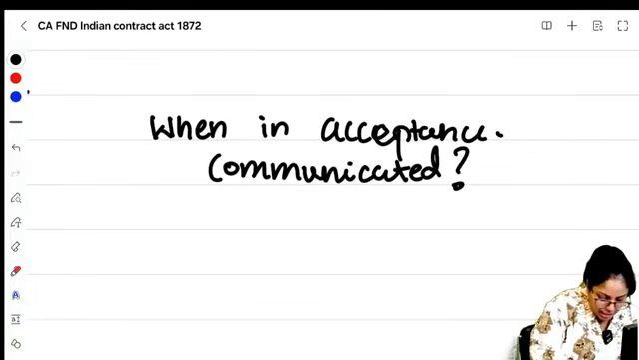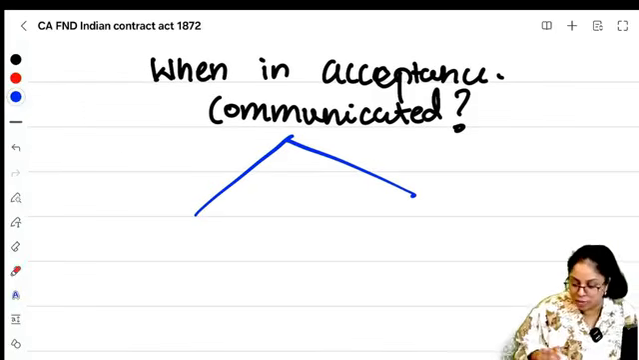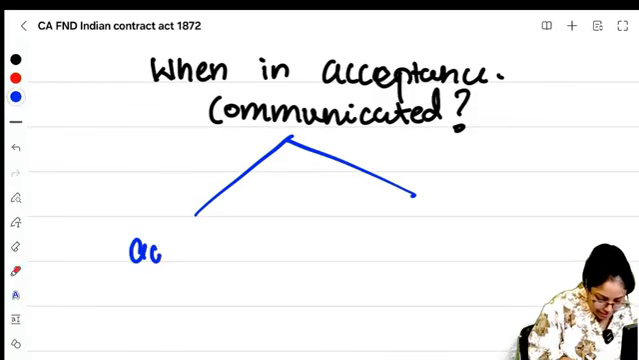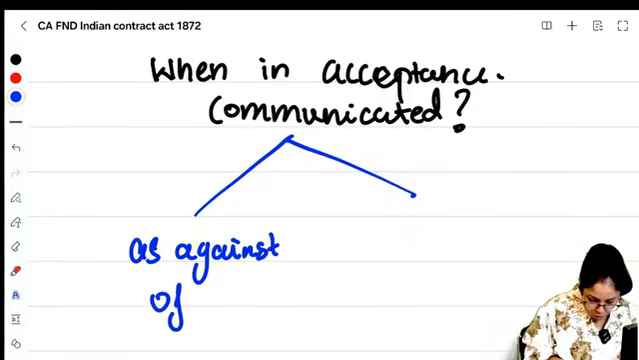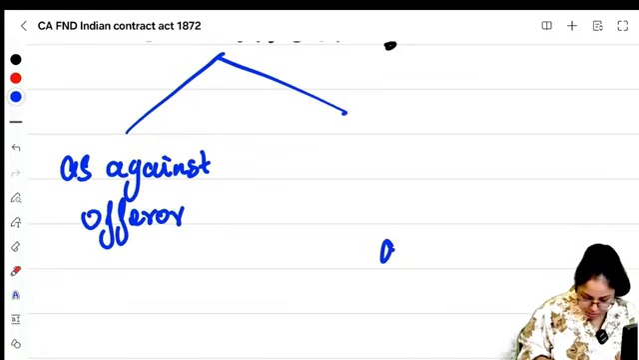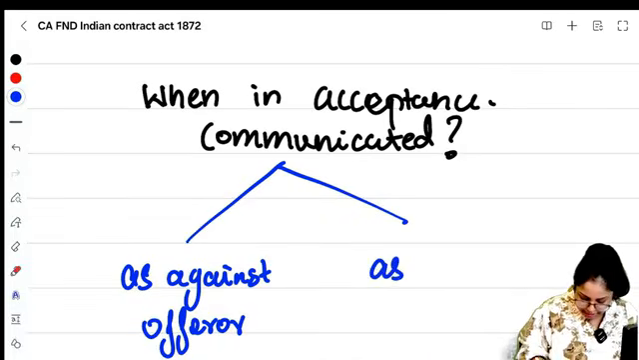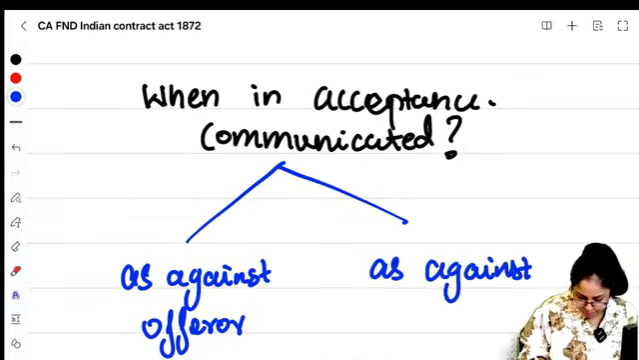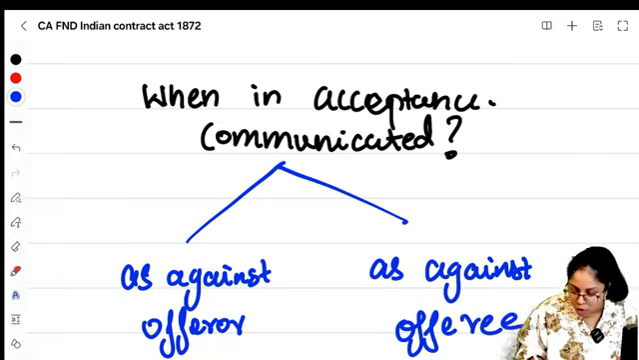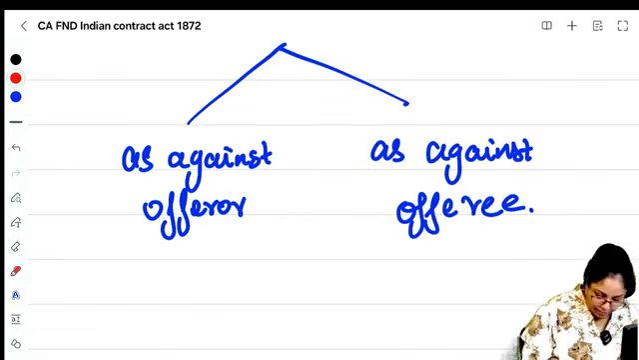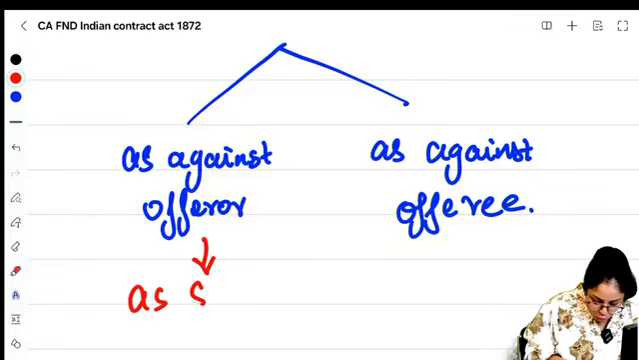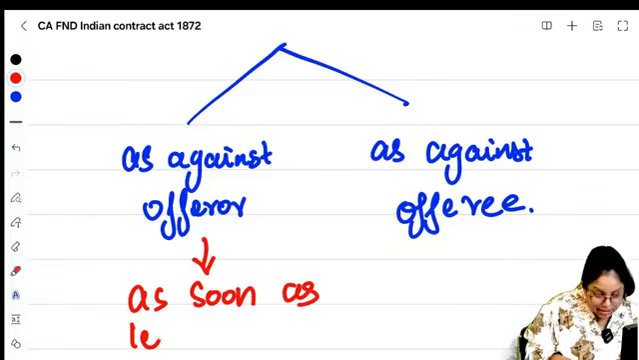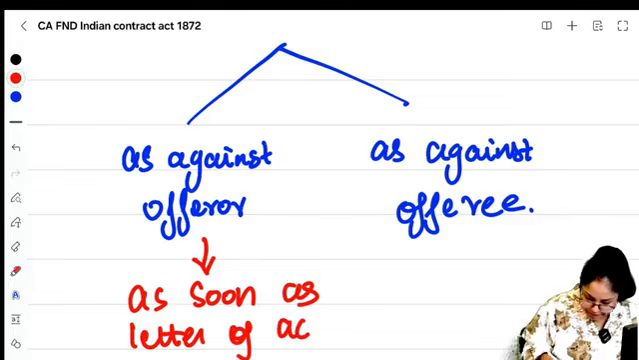For that, the Act is telling us to look from two people's point of view, the offeror as against the offeree. From the offeror's point of view, when is acceptance communicated? The offeror becomes bound by the acceptance as soon as the letter of acceptance is posted.